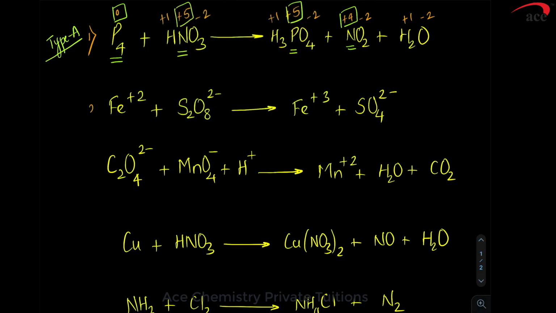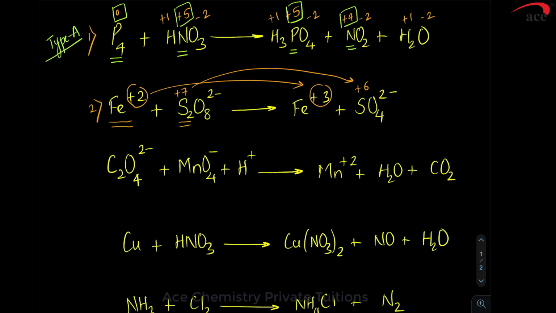Now, if you see the second reaction, Fe already has an oxidation state of plus 2 because it is an ion, and Fe is plus 3, that means it is undergoing a change. If you check sulfur, in this case sulfur is plus 7, in this case sulfur is plus 6, so sulfur is also undergoing a change. So, sulfur will be important. This for us is a simple type of redox reaction, and for our convenience we will call it type A.